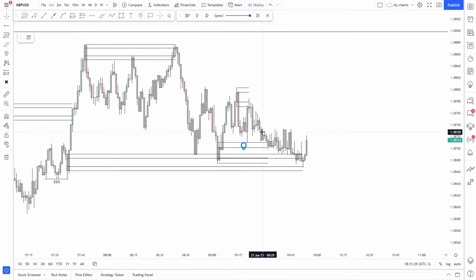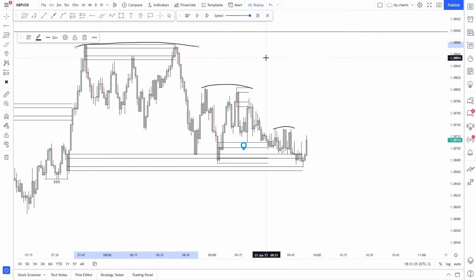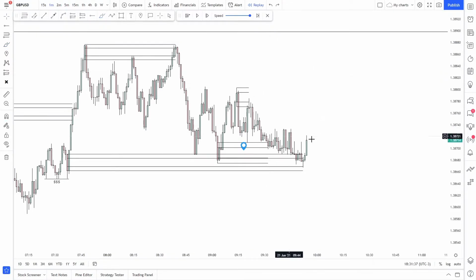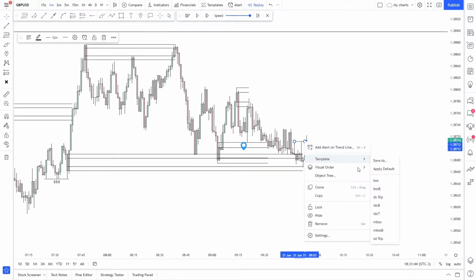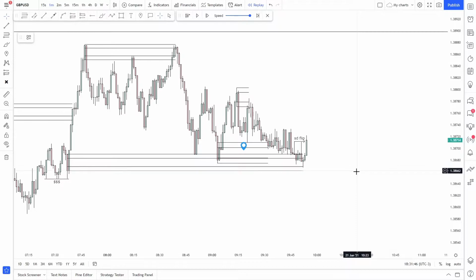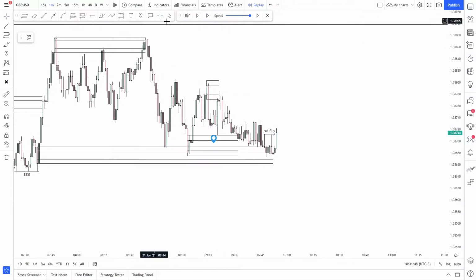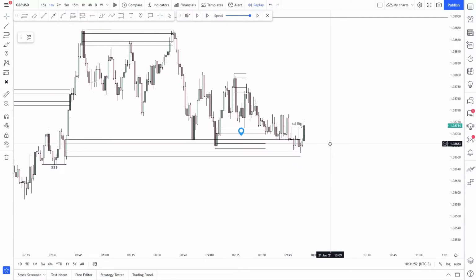We do have a lot of liquidity. All of this is liquidity, all of this liquidity, and we have these equal highs up here. So I do see a lot of reasons for price to go higher. I see we have a flip here. Well, let's see what happens. I mean, at this point, we could be taking a risk entry here, right? Okay, let's go for that.